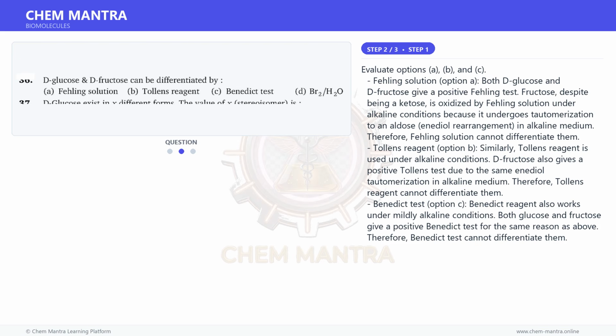Tollens reagent, option B. Similarly, Tollens reagent is used under alkaline conditions. D-fructose also gives a positive Tollens test due to the same enediol tautomerization in alkaline medium. Therefore, Tollens reagent cannot differentiate them. Benedict test, option C. Benedict reagent also works under mildly alkaline conditions. Both glucose and fructose give a positive Benedict test for the same reason as above. Therefore, the Benedict test cannot differentiate them.